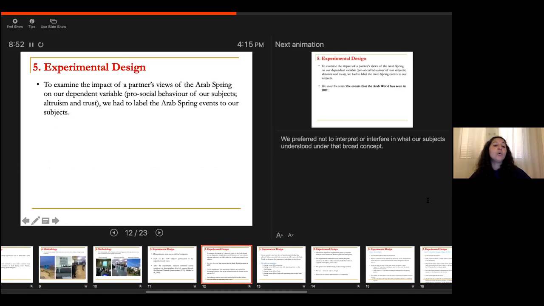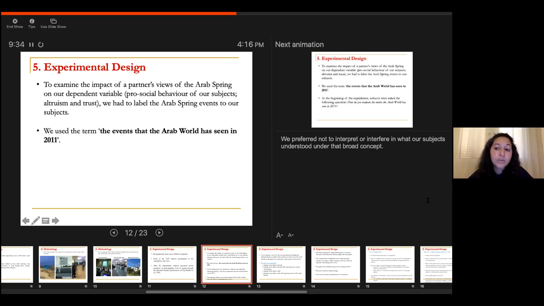In order to test our hypotheses, which concern the impact of the Arab Spring on the socioeconomic behavior of our subjects, we had to get information about our subjects' views on the Arab Spring. In order to examine the impact of a partner's views of the Arab Spring on our dependent variable, which is the pro-social behavior of our subjects, either altruism or trust, we had to label the Arab Spring events to our subjects. And we preferred not to interpret or interfere in what our subjects understood under that broad concept of the Arab Spring. That's why we use the term, the events that the Arab world has seen in 2011.